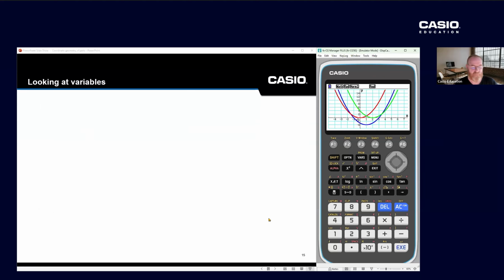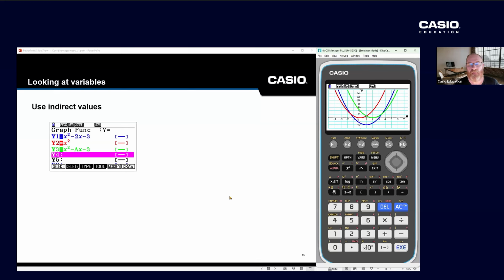If we look at variables next, okay, so variables, you can use indirect values if you want. So again, we're going to go to the green function. I don't need to delete, I can actually just overtype. So here's x squared, subtract ax, subtract 3.